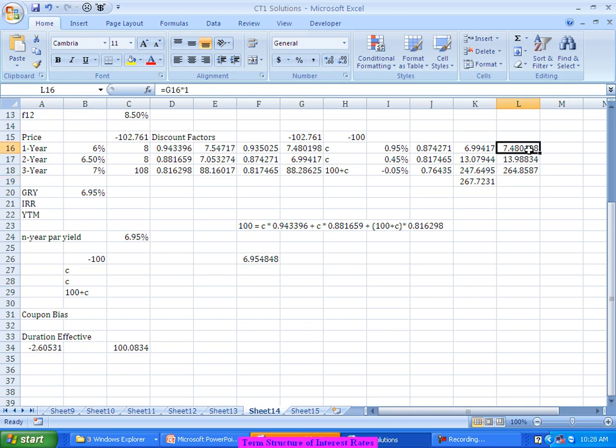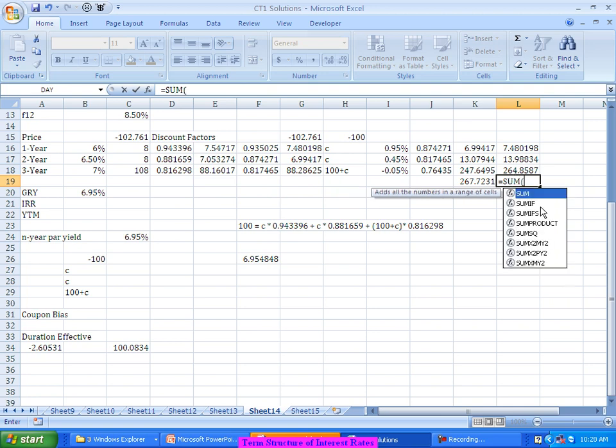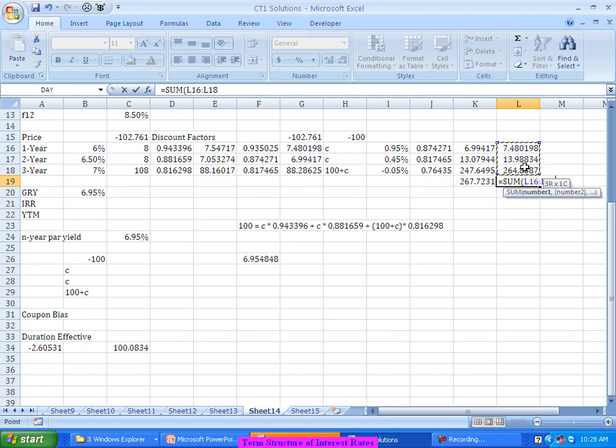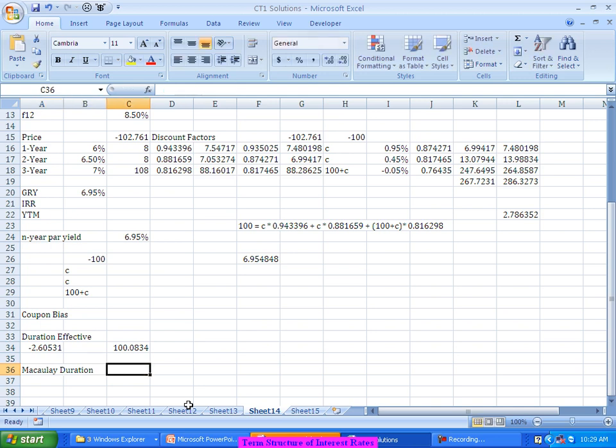So these are the total present values. And what we are saying is, you sum up all these things, which ends up with 286. And what you do is, you divide by the summation of all these three present values, which is nothing but the price. So the Macaulay duration in this case is nothing but 2.7863.